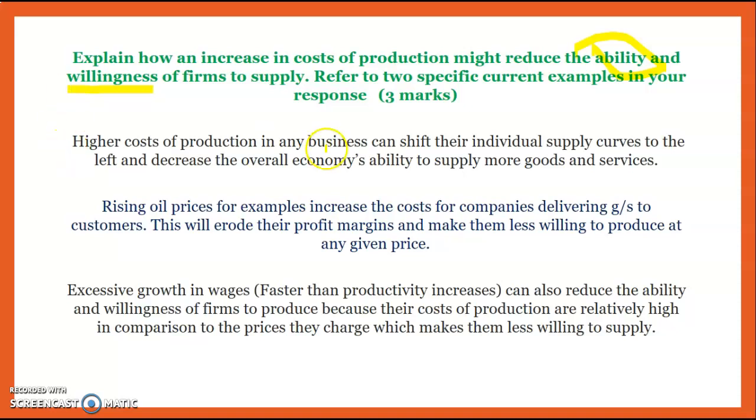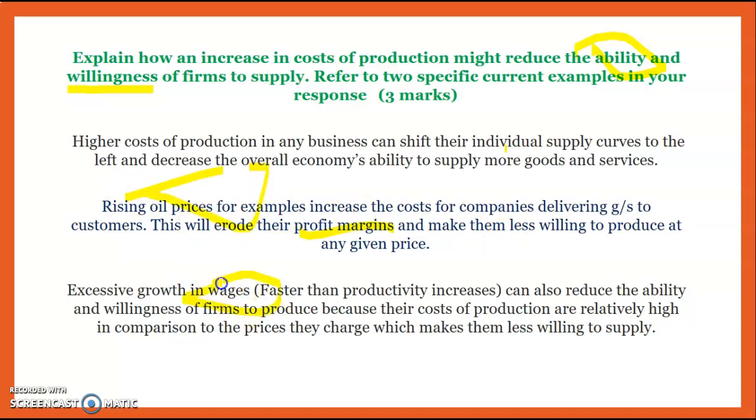The higher cost of production, any business can shift the individual supply curve to the left and decreases their ability to supply goods and services. For example, rising oil prices can increase the cost for companies to deliver goods to customers. That erodes their profit margins and makes them less willing to produce. So oil prices increasing is another one.